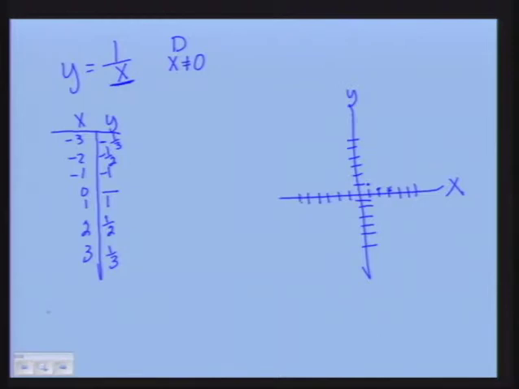Graphing -1, -1, pardon me, I'm not looking right. Let's erase that mark and get our graph back in shape here. So let's graph -1, -1 here, -2, -1/2, -3, -1/3.